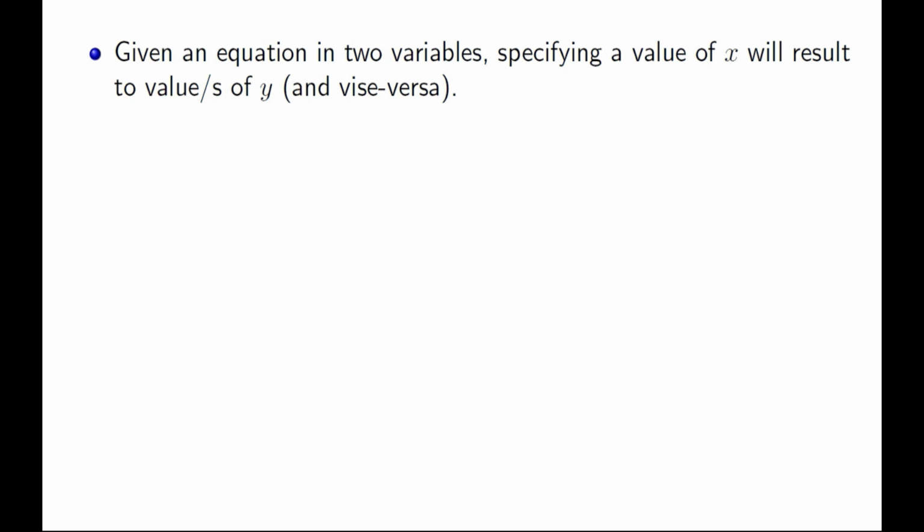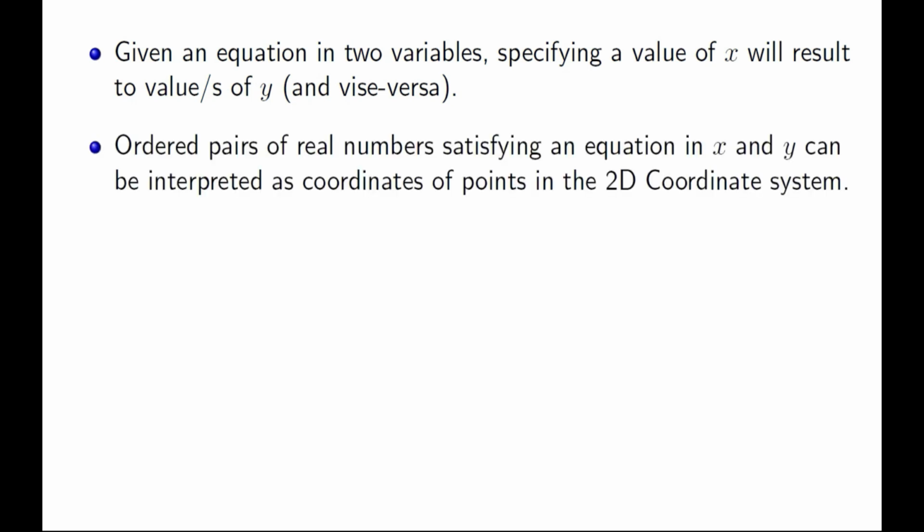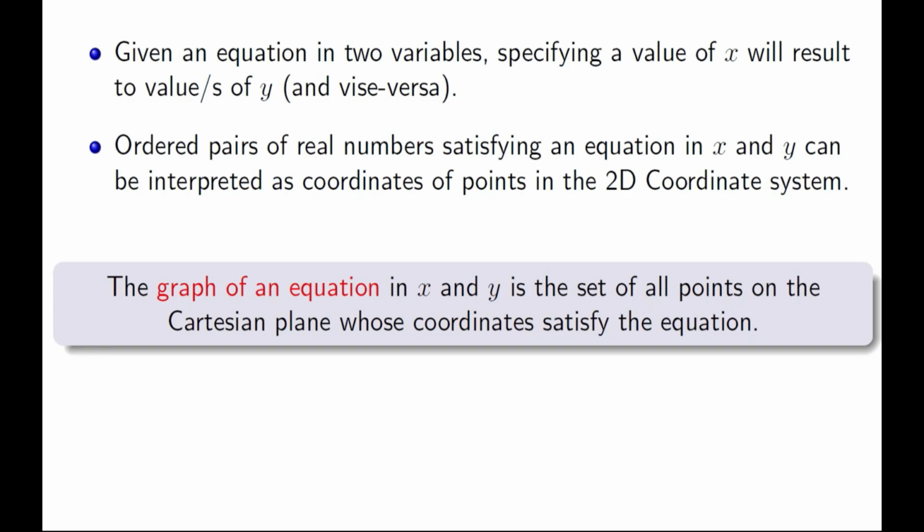1. Given an equation in 2 variables, specifying a value of x will result in a value or values of y. 2. Ordered pairs of real numbers satisfying an equation in x and y can be interpreted as coordinates of points in the 2D coordinate system. 3. The graph of an equation in x and y is the set of all points on the Cartesian plane whose coordinates satisfy the equation.